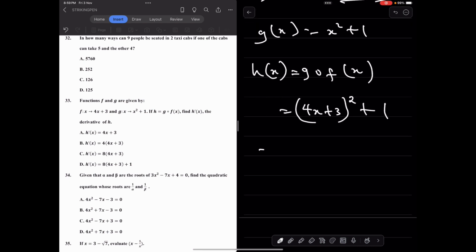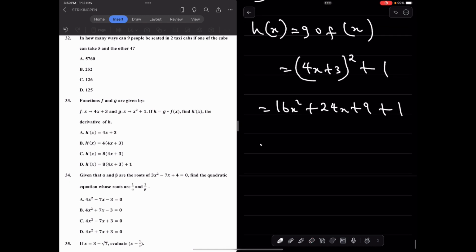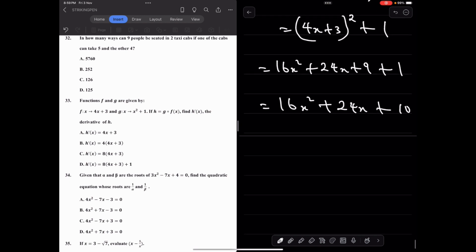And that's equal to 16x squared plus 24x plus 9 plus 1. If you expand, this is what you have. And that simply means 16x squared plus 24x plus 10. That's h of x. So let me write that. h of x is equal to 16x squared plus 24x plus 10.